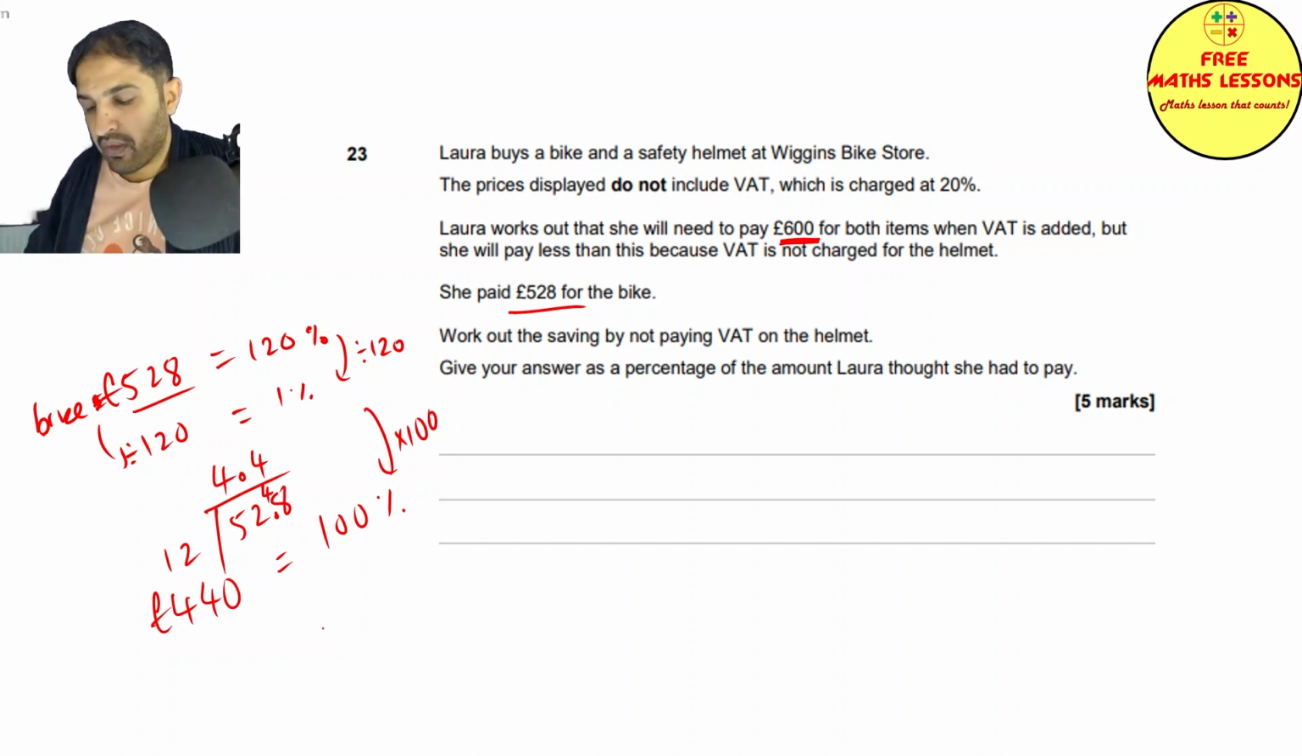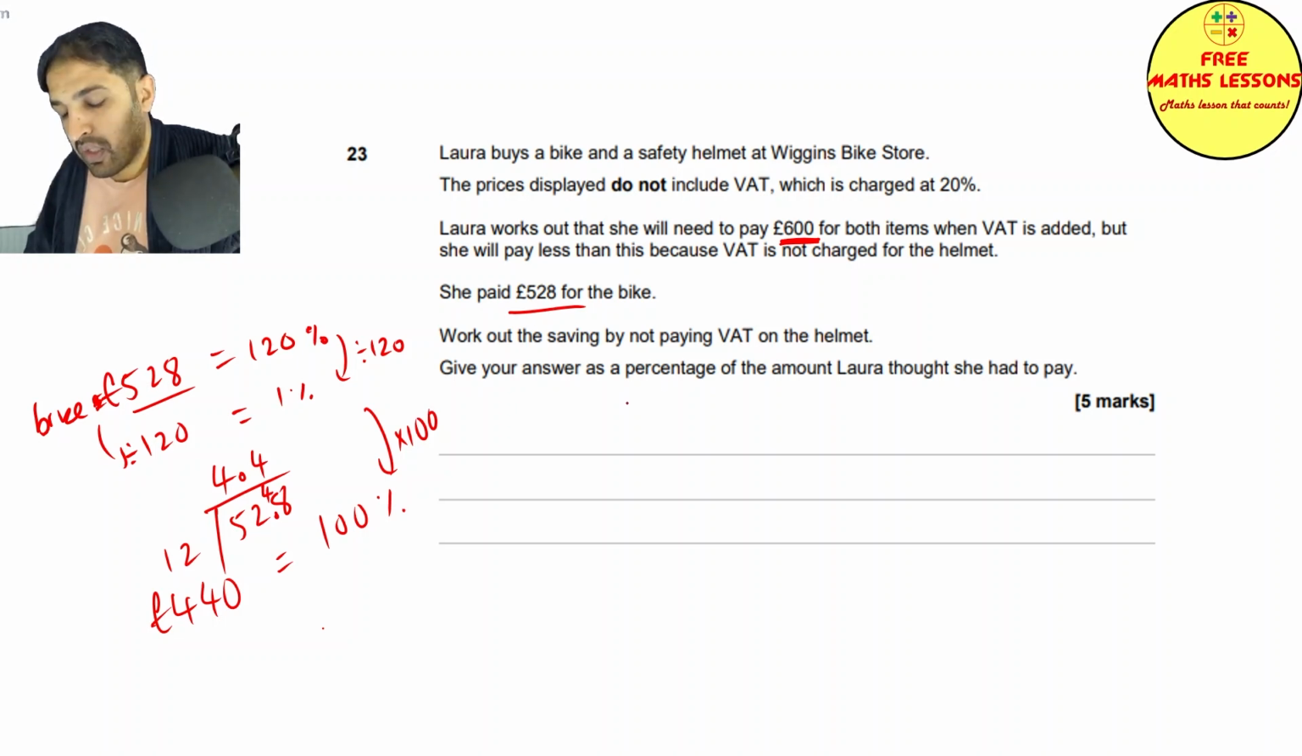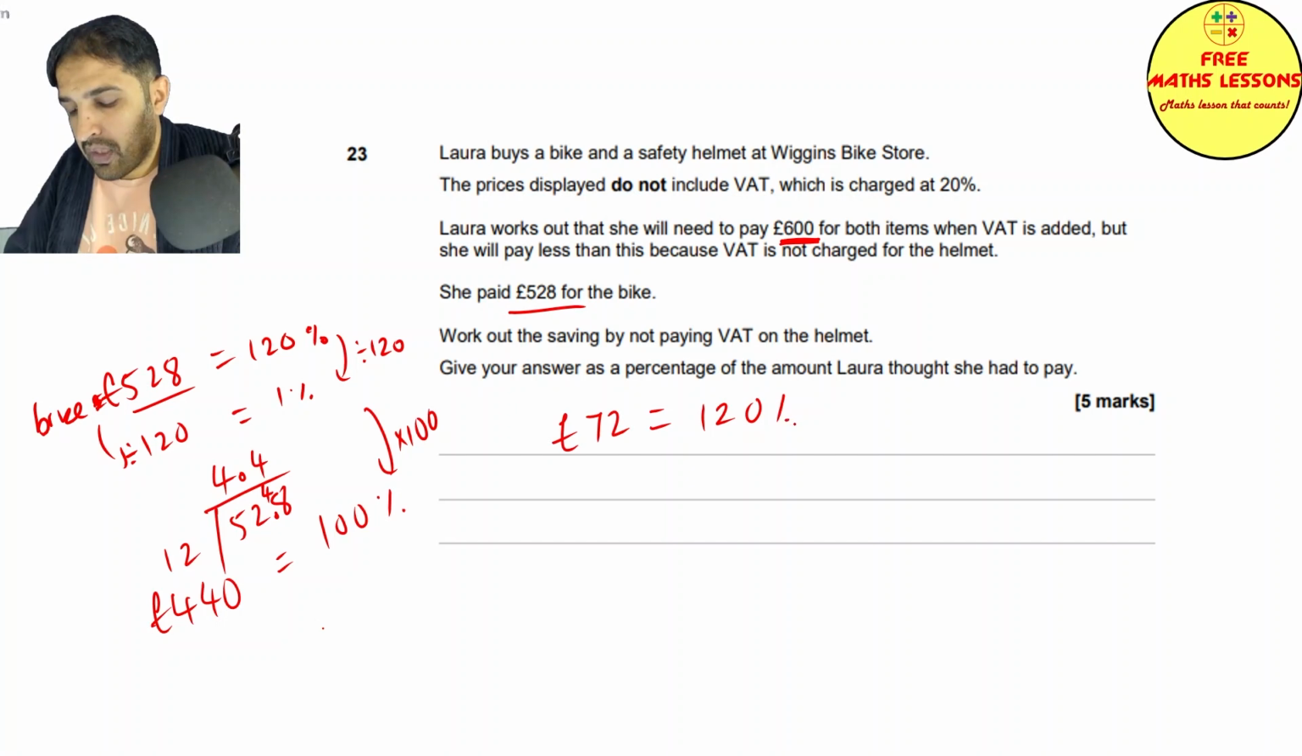Okay, and that's what we get first mark for, 440 pounds for the bike, and then plus the VAT gives you 528. Now Laura thought she had to pay VAT, and she had to pay 600 in total. But we only paid VAT on the bike, so we need to say Laura thought the helmet with the VAT would cost her 72 pounds. So 120% again, which is 72 pounds.